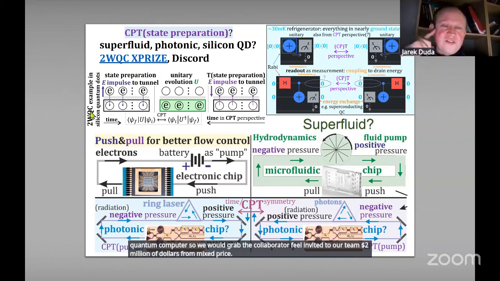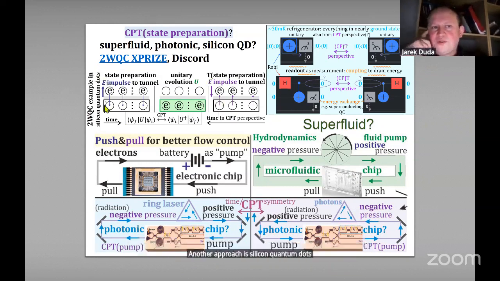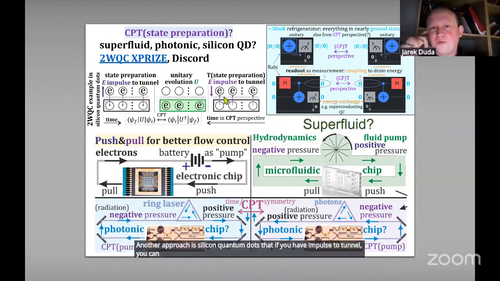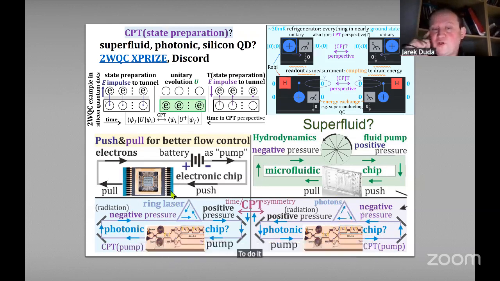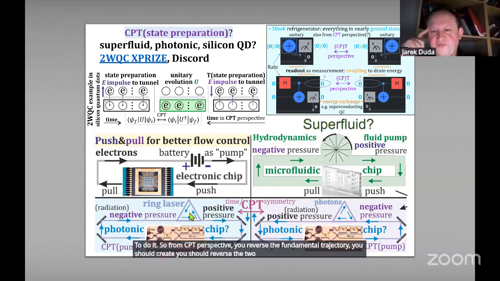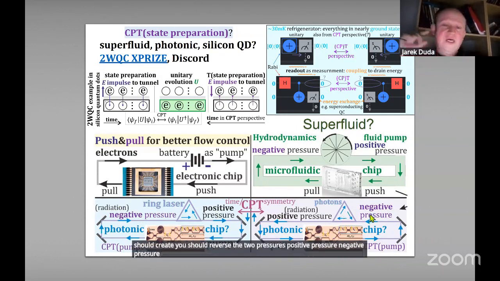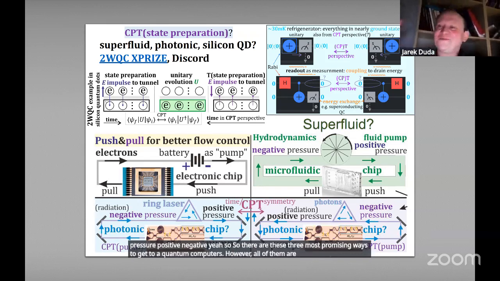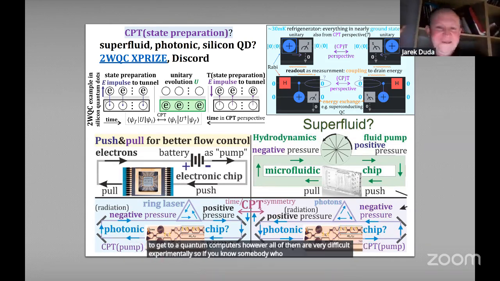Another approach is silicon quantum dots: if you have an impulse to tunnel, we can reverse this impulse, no problem, to tunnel back. So from the CPT perspective, you get preparation. Another approach is photonic quantum computers, like this ring laser, which I think should do it. From the CPT perspective, you reverse the photon trajectory. You should reverse the two pressures: positive pressure, negative pressure. So there are these three most promising ways to get to two-way quantum computers. However, all of them are very difficult experimentally. So if you know somebody, I would rather collaborate.